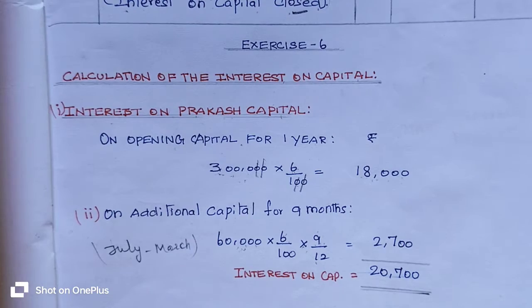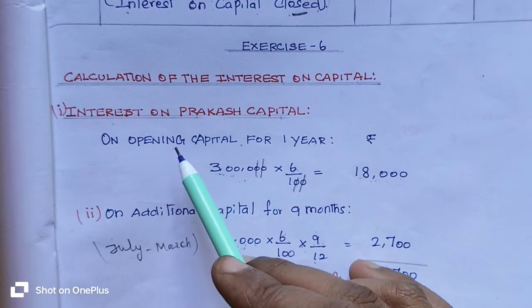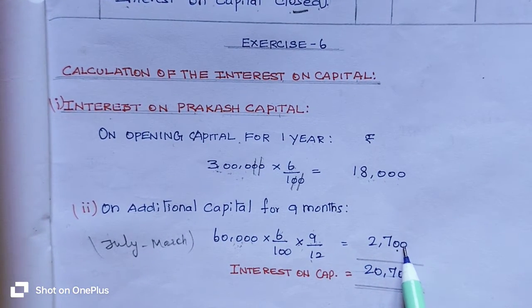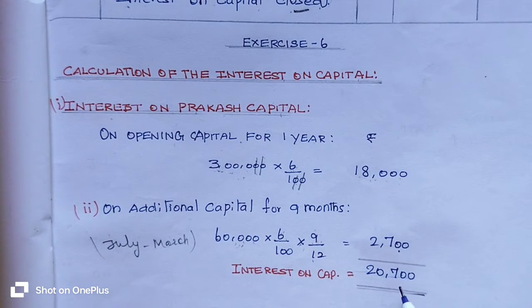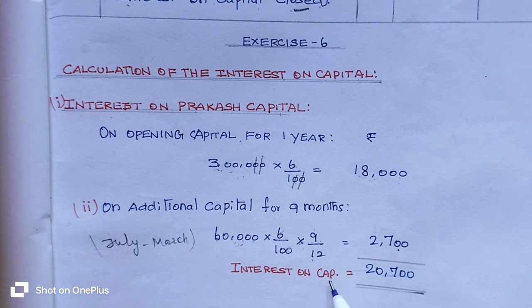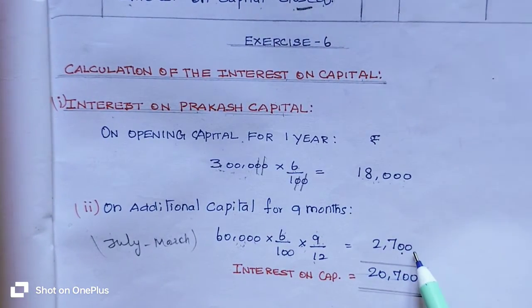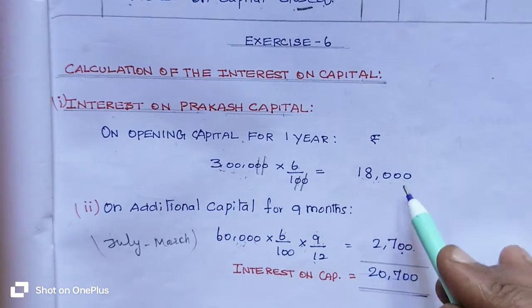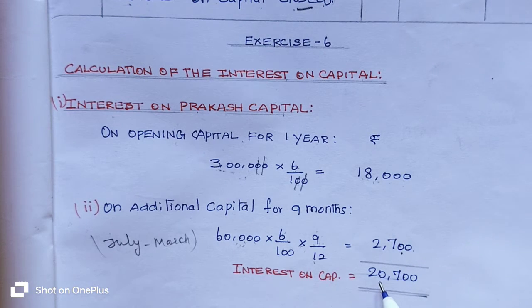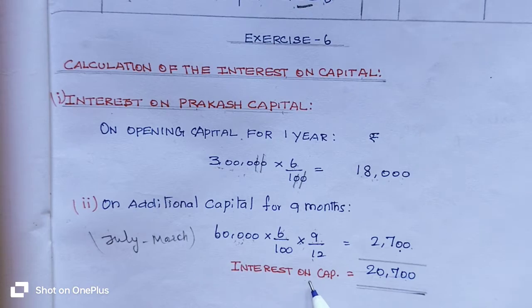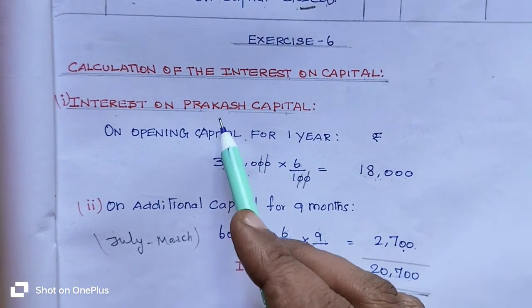So interest on additional capital for Prakash is 2,700 rupees. Now we are going to calculate the total interest on capital. For that we have to add the opening capital interest and the additional capital interest. 18,000 plus 2,700, we get 20,700 rupees. This is the total interest on capital for Prakash.